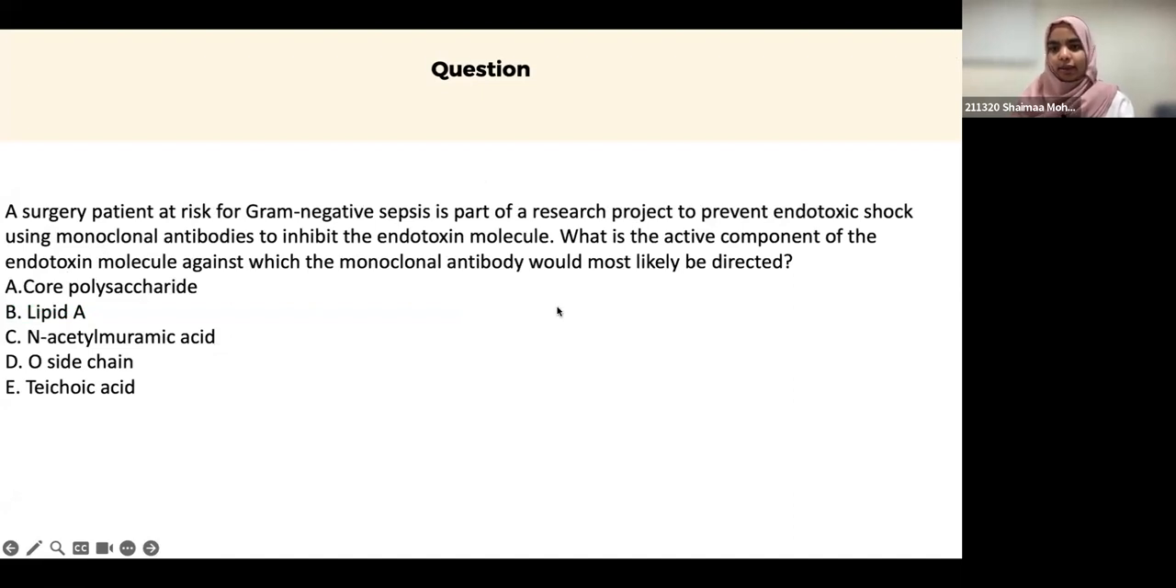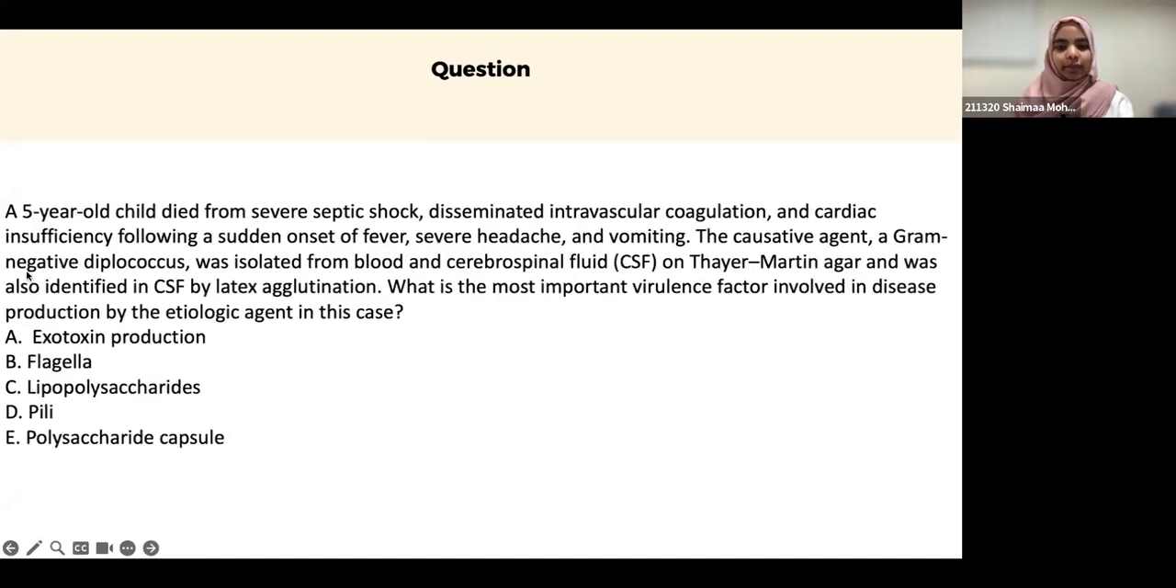A surgery patient at risk for gram-negative sepsis is part of a research project to prevent endotoxic shock using monoclonal antibodies to inhibit the endotoxin molecule. What is the active component of the endotoxin molecule against which the antibodies are directed? Yes, lipid A. Perfect. Polysaccharide was just the negative component. N-acetylmuramic acid, that's NAM, just a precursor for the peptidoglycans. O chain, we said, is the antigenic. And teichoic acid is in gram-positive bacteria.